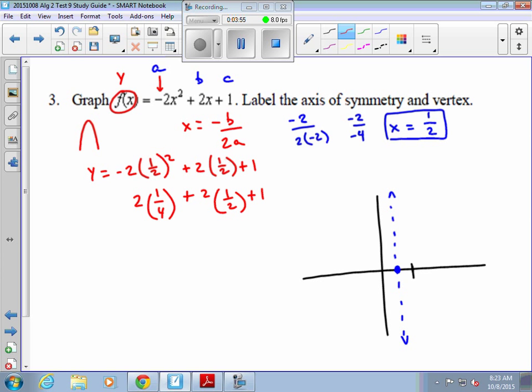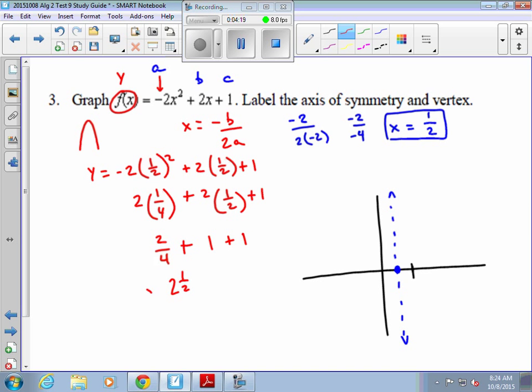2 times 1/4 would be 2 over 4. You just multiply straight across. 2 times 1/2 would be 2 over 2, which is 1, plus 1. 2 over 4 is 1/2, plus 1, plus 1. So 1/2 plus 1 is 1.5, and 1.5 plus 1 is going to be 2 and 1/2.